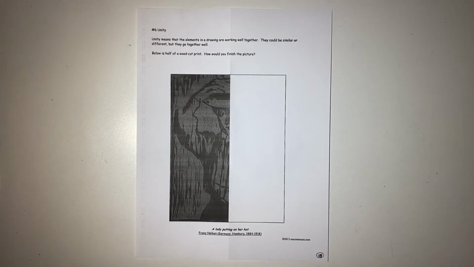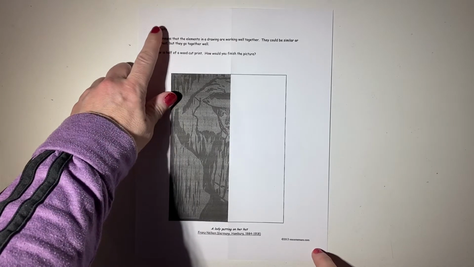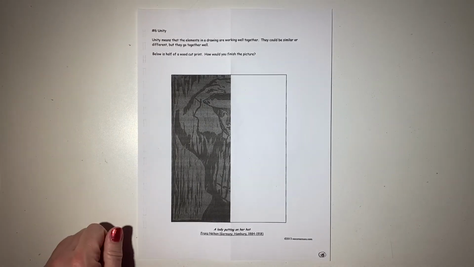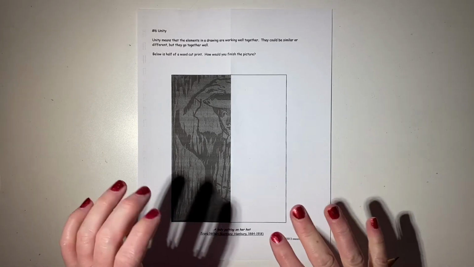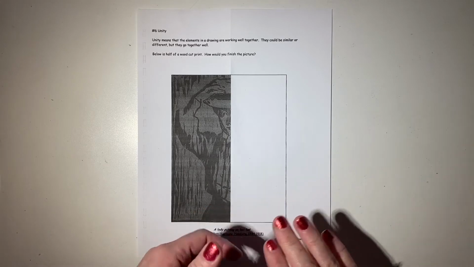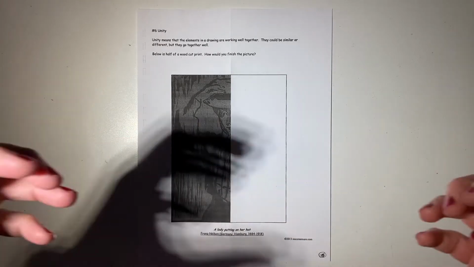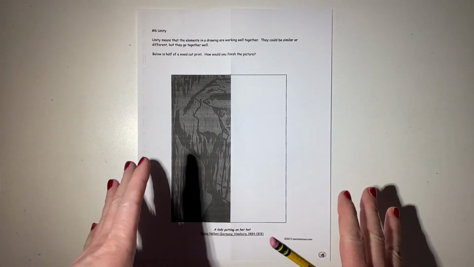Hi everyone, so we're going to work on our very last page in our Elements and Principles packet today, and we are looking at unity now. And so unity means that elements in a drawing are working well together. They could be similar elements, they could be different elements. It doesn't matter what the elements are: line, shape, form, color, value, texture, space. But they all just go together well, however they are used.